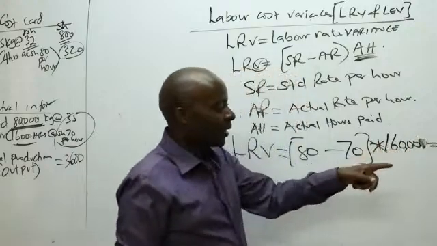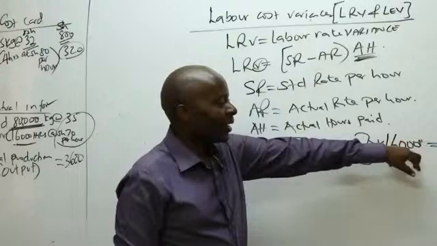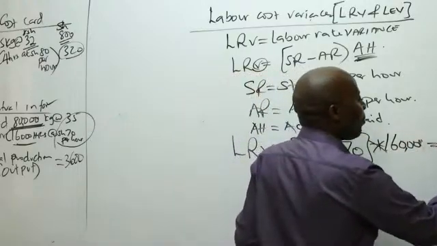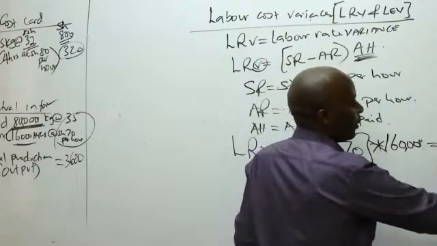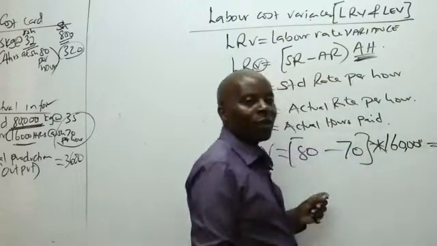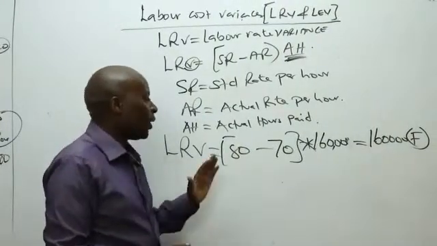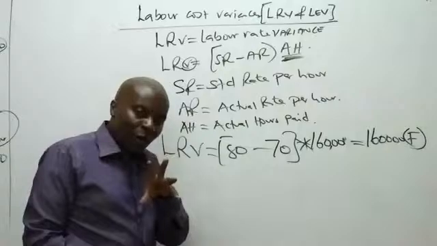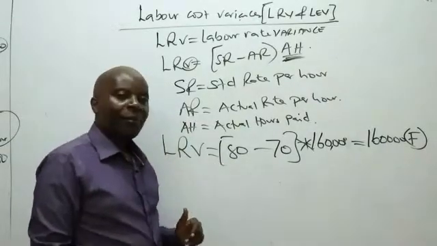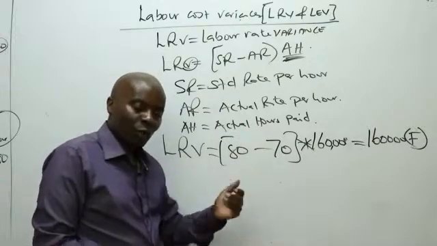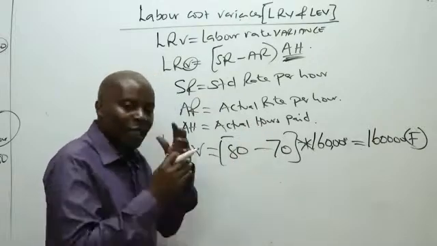The final answer they are saying is 160,000 positive. So if it's positive, we have favorable. Why are we saying favorable? Because as a company, we had prepared to pay our workers at 80, but we ended up paying them at 70, which is a lower rate. So we are well within our budget. We saved for the company.